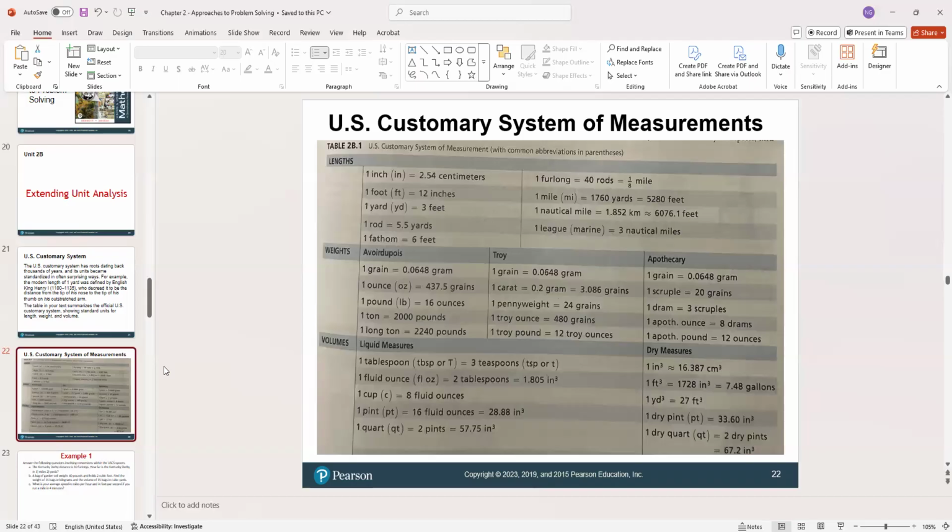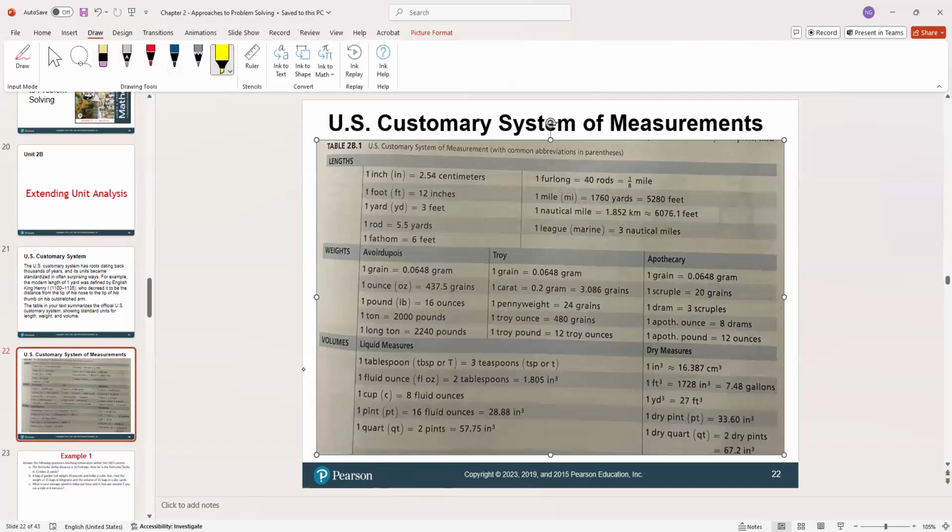Those of you who cook know the cup. So if we take one cup, we can say one cup is 8 fluid ounces. Remember, when we say fluid ounces, it's very important. One tablespoon is 3 teaspoons, right? One quart is 2 pints. One pint is 16 ounces. So those are a few of the measurements we use for volumes.